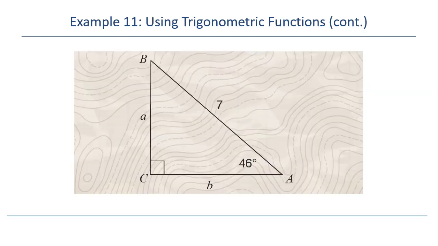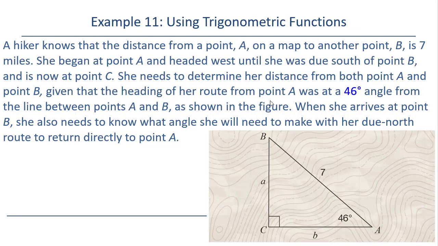So here's basically what happened. Let's bring it back and look at the words. She knows that the distance from A to B is 7 miles, the straight distance. She started at A, and headed due west, so that's why we've got this line here, until she gets to point C, which is directly south of B.